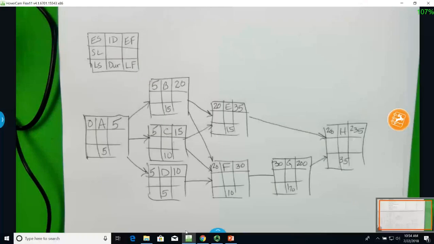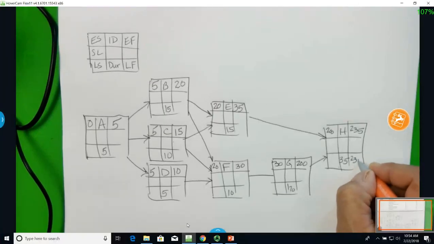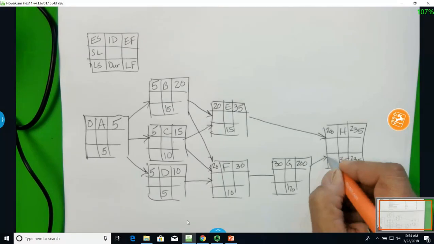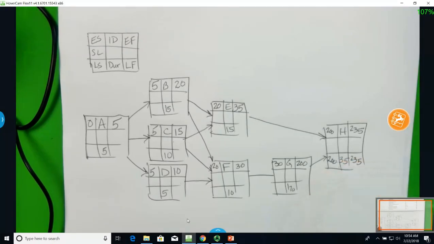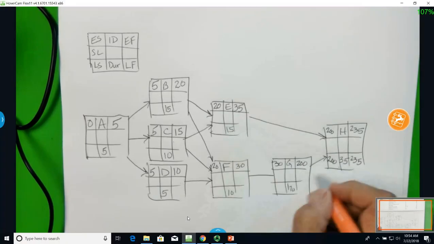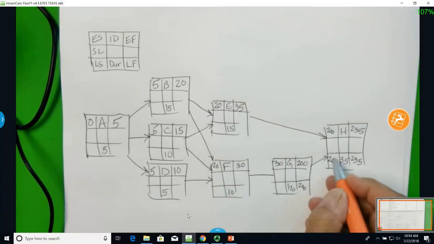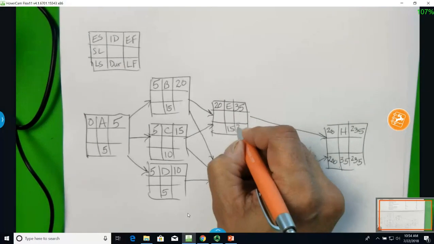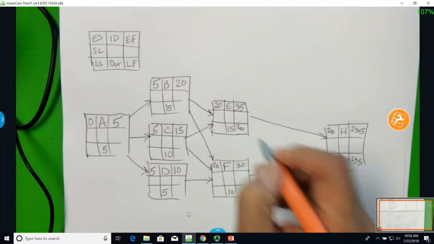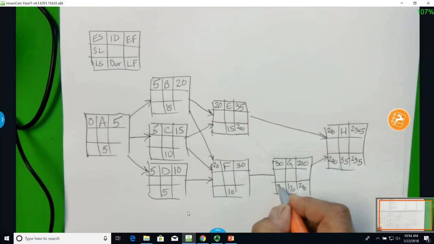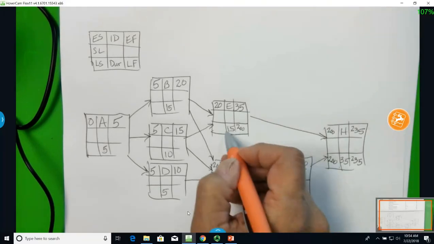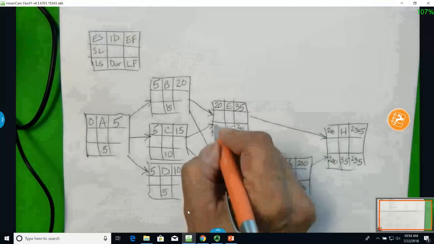Go back to this. So backwards, well, 235 is the late finish minus 35. That's still 200. Okay, well now I can bring this 200 back. So okay, this could finish at 200 and this could finish at 200. Subtract 170, I got 30. Subtract 15, what's that, 185.